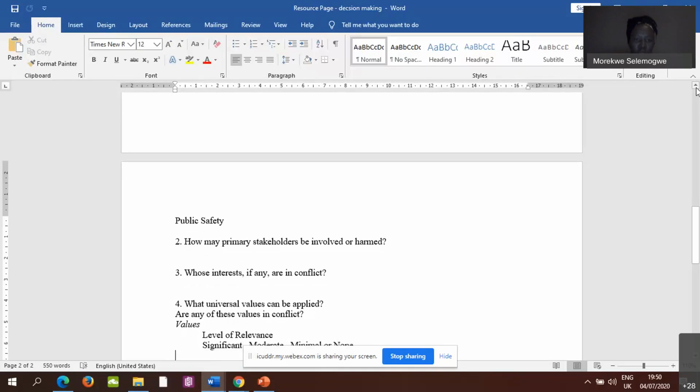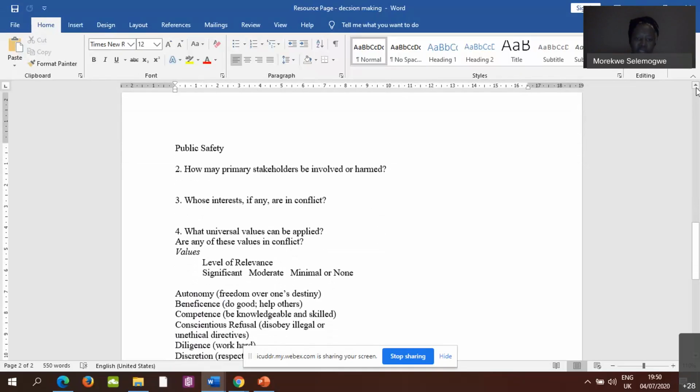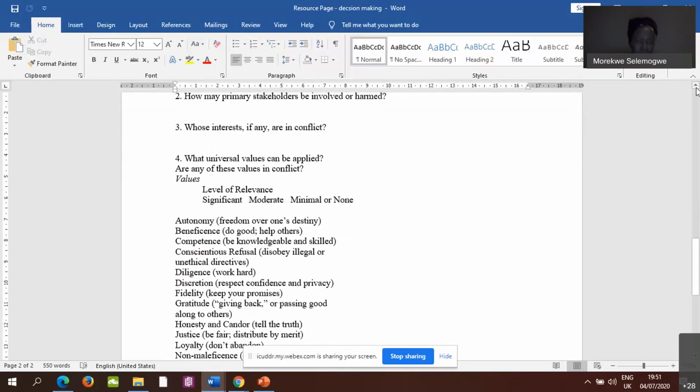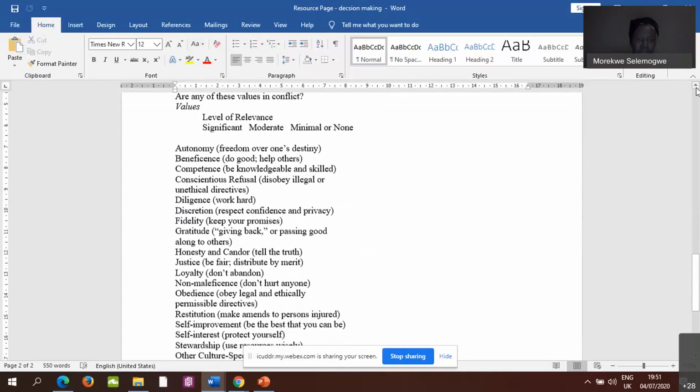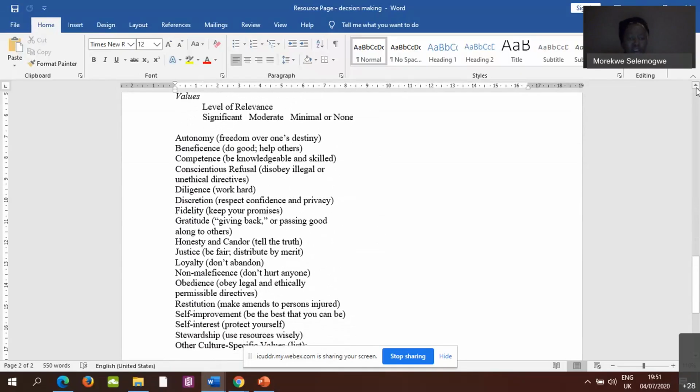Let's quickly go to the universal values that can be applied in this case. Does the value of autonomy apply? Or maybe somebody can look at the values and choose the ones that they feel apply, and tell us why they think those values apply in this case.